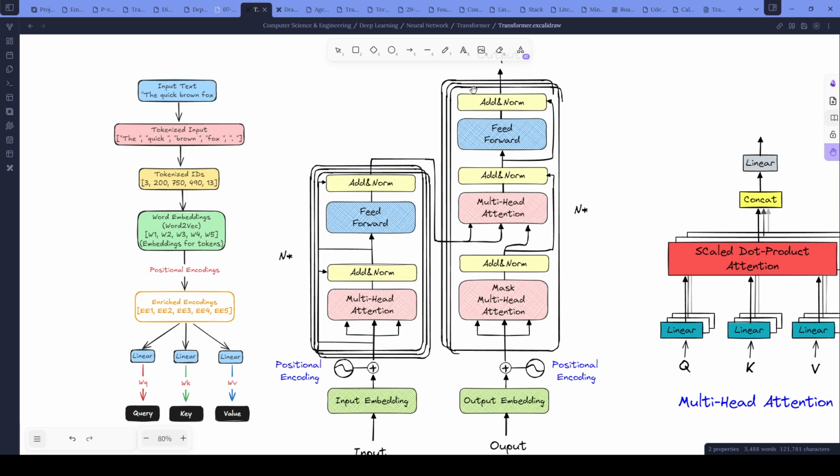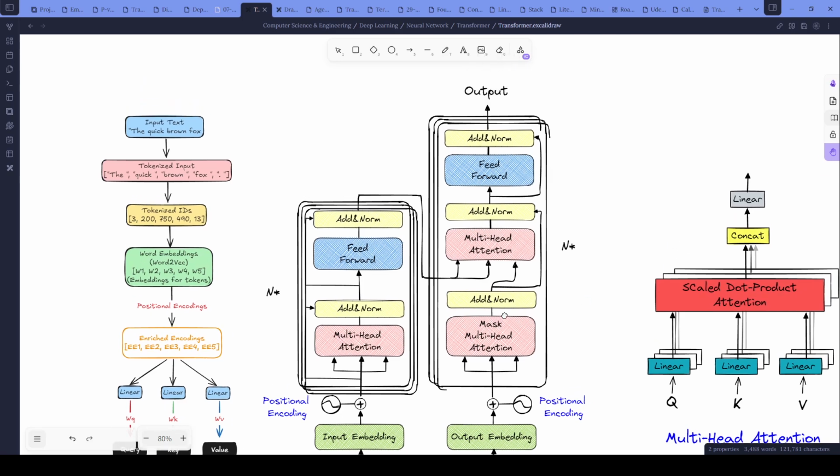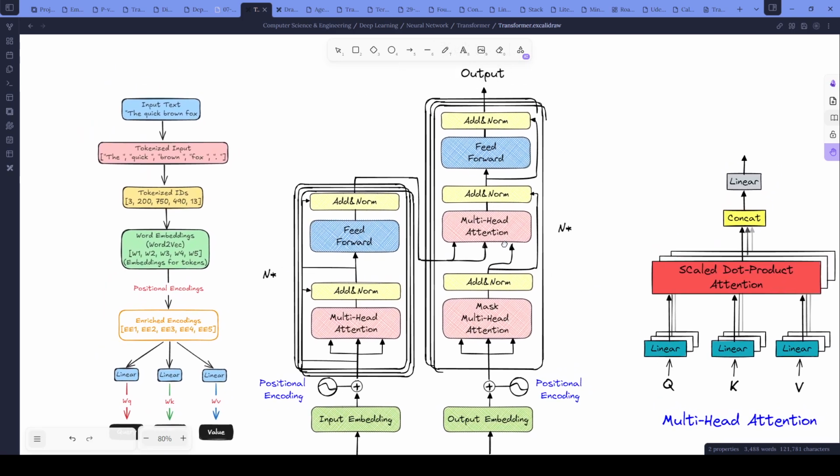Okay, so the decoder in the transformer architecture is an auto-regressive process. That means the next output depends on everything that has come before it. The decoder in the transformer architecture is used to generate text sequences. It looks almost similar to the encoder block, except for the masked multi-headed attention.